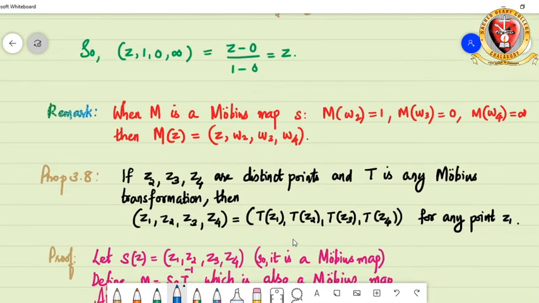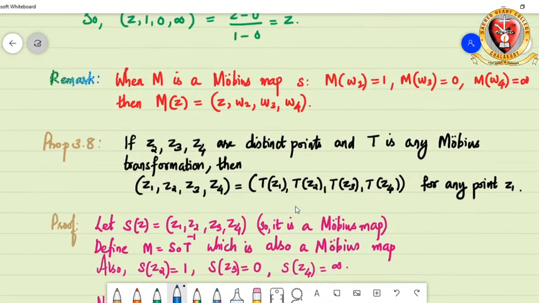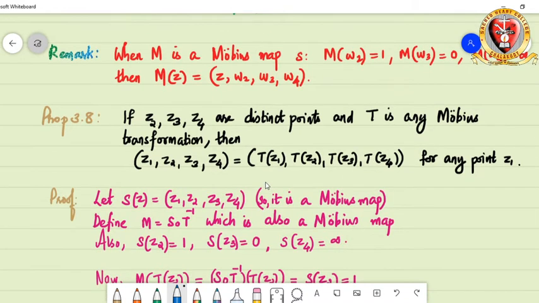Next, we are going to prove proposition 3.8, which has the statement: if z2, z3, z4 are distinct points and T is any Mobius transformation, then the cross ratio (z1, z2, z3, z4) is equal to the cross ratio having the terms applied by the Mobius transformation T. That is the cross ratio (T of z1, T of z2, T of z3, T of z4) for any point z1. So this is a very nice conclusion we are having from this hypothesis. Let's try to prove the same.